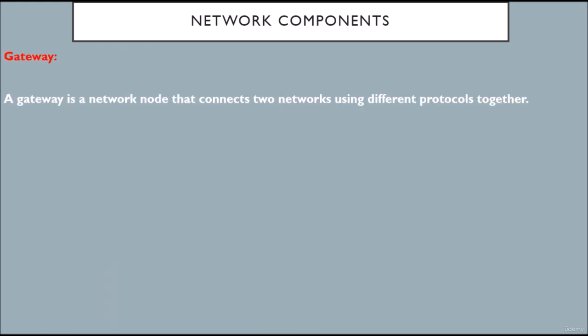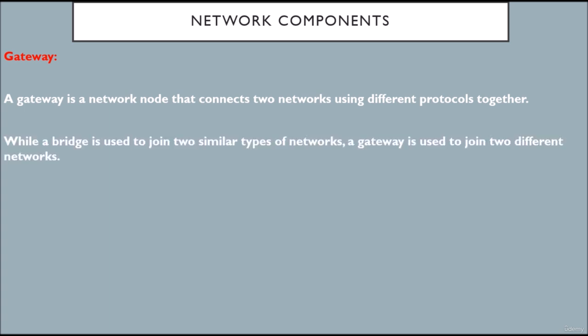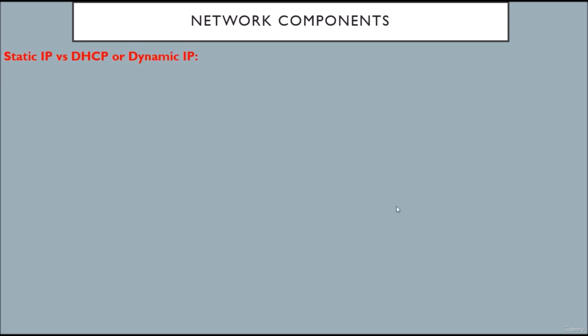Gateway. A gateway is a network node that connects two networks using different protocols together. While a bridge is used to join two similar types of networks, a gateway is used to join two different networks. A common gateway is your home modem or your router. In most cases, it will look something like this or similar: 192.168.1.1.